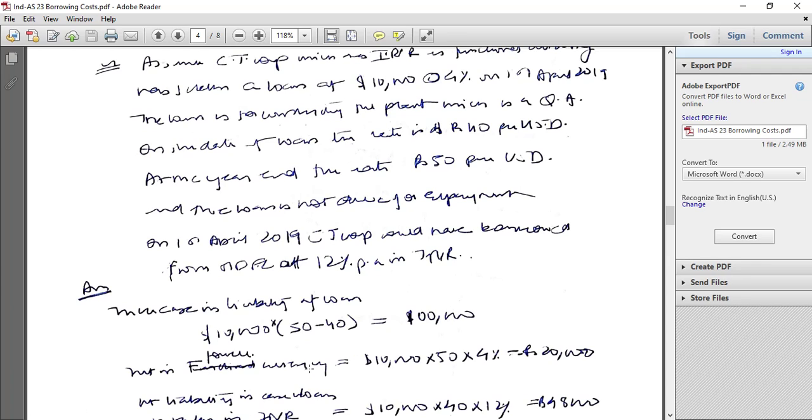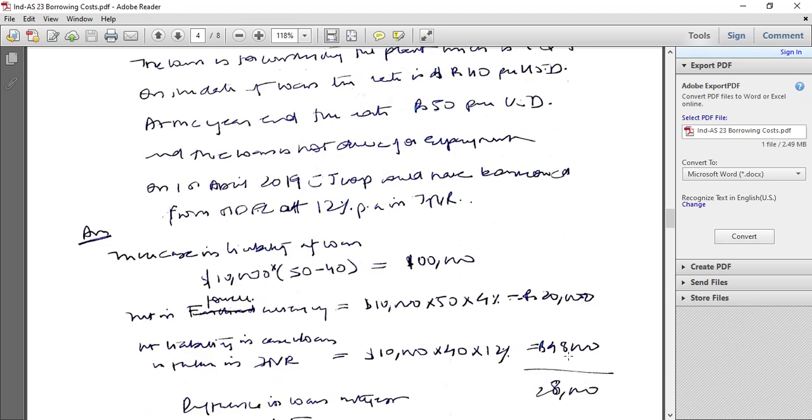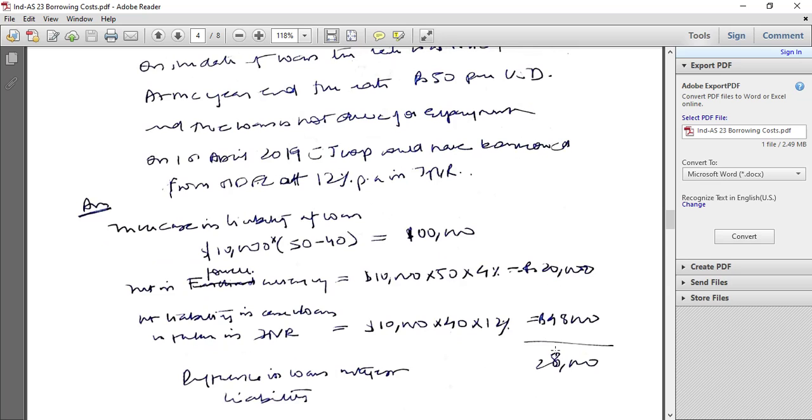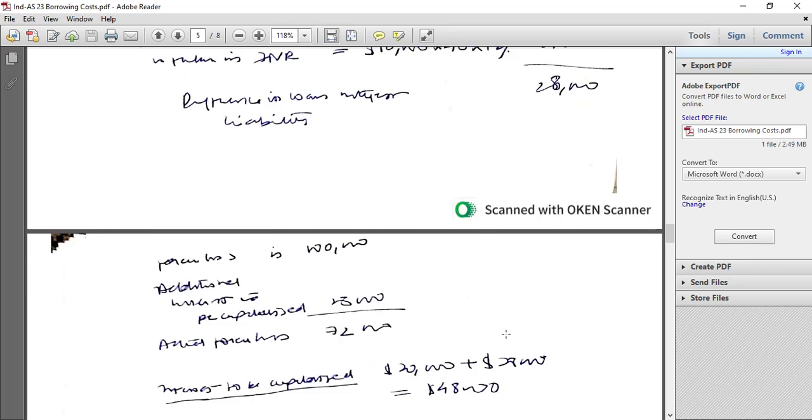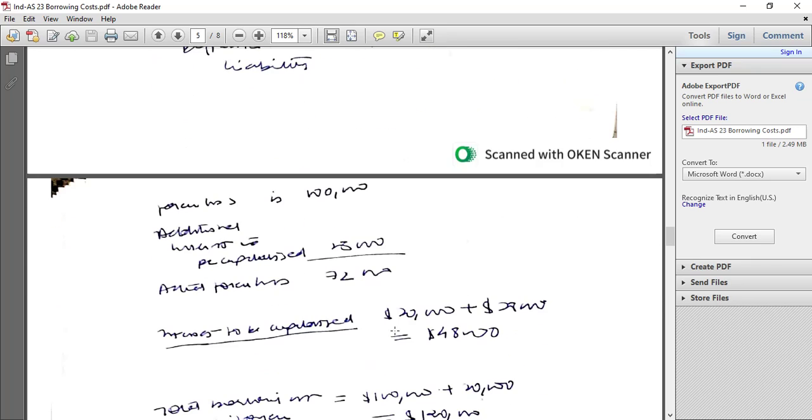Interest in foreign currency: 10,000 into 50 into 4%, that is 20,000. Interest liability in case of foreign currency loan at the opening rate at the date of loan: 10,000 into 40 into 12%, that is 48,000. 48,000 minus 20,000, 28,000 is the difference in loan. So the amount to be capitalized is 48,000, which is 20,000 plus 28,000.